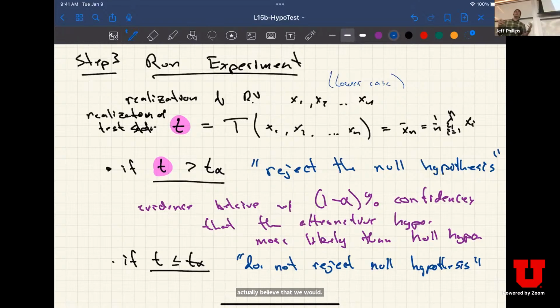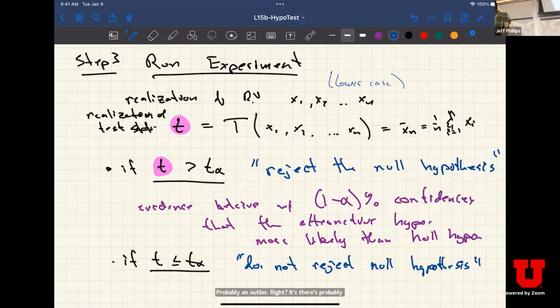reject the null hypothesis. Maybe if I measured one person and they were like 8,000 feet tall, then I would actually believe it. But even then, that's probably an outlier, right? There's probably something else going on.